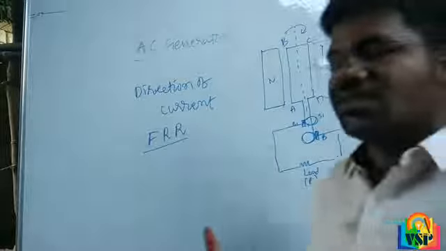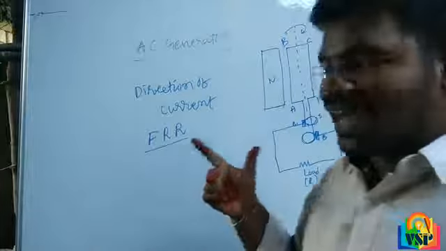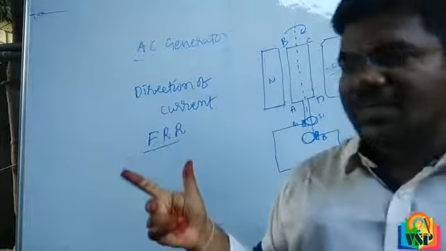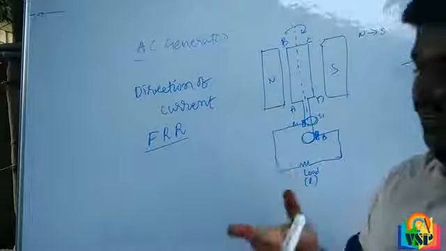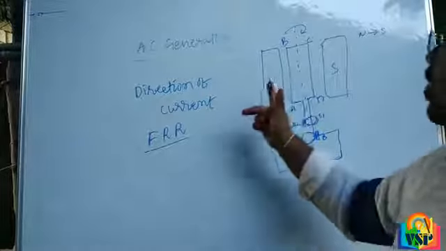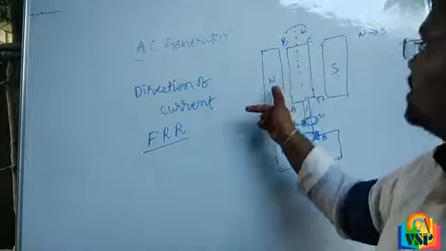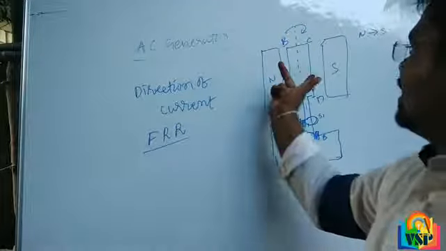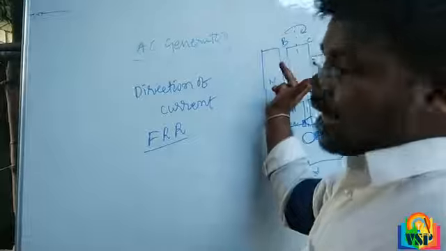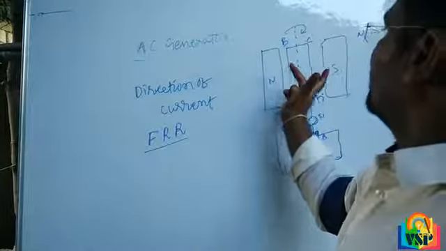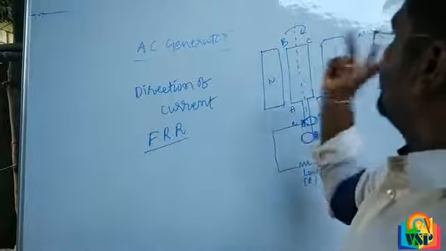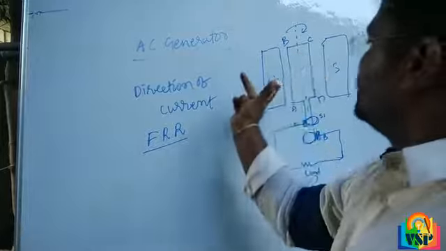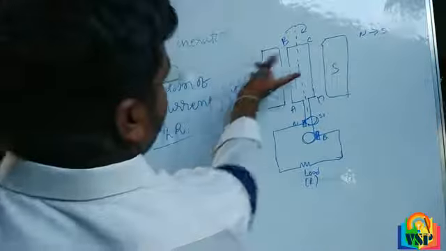Understand? Stretch your right hand like this: thumb, forefinger, middle finger. In this case, the forefinger always indicates the magnetic field, which always passes north to south, like this. The thumb indicates the motion. AB moves upward. Understand? Upward motion. This forefinger indicates north to south.